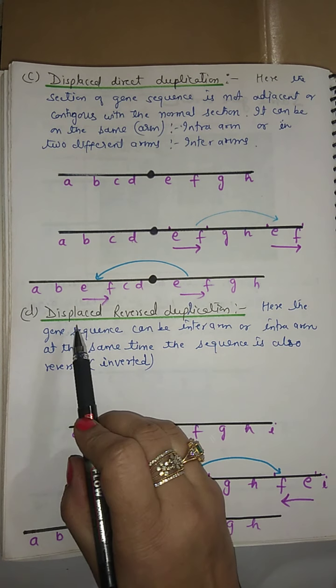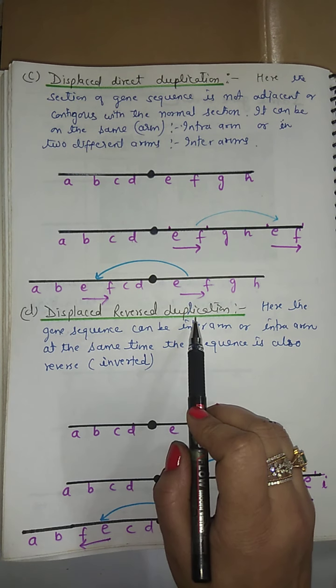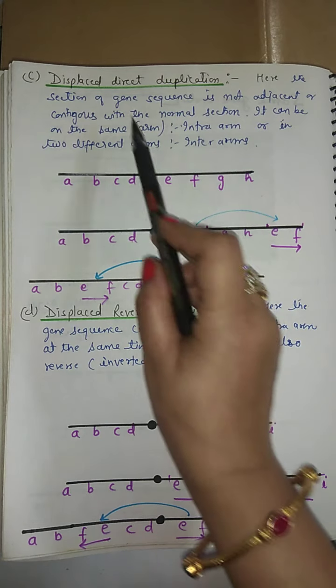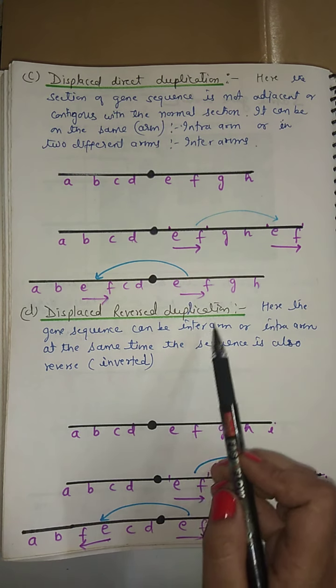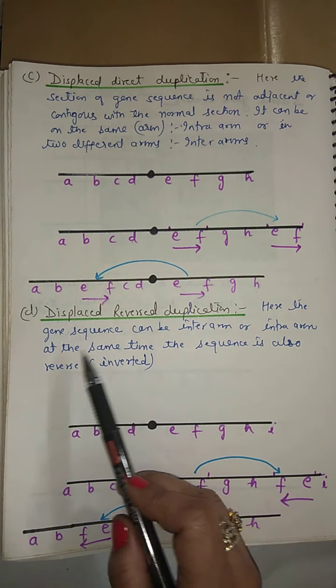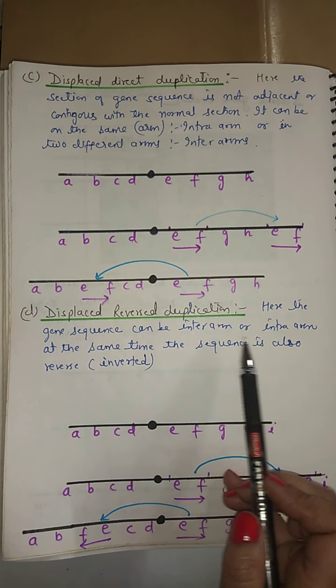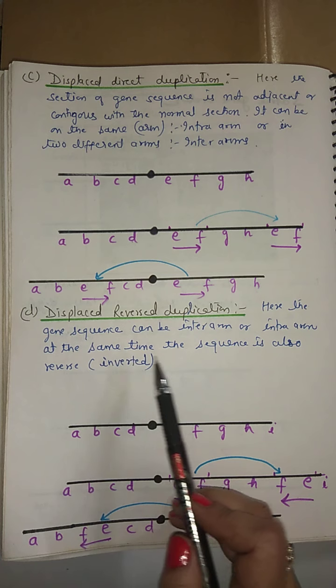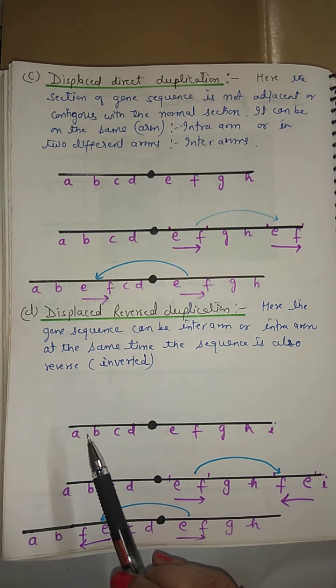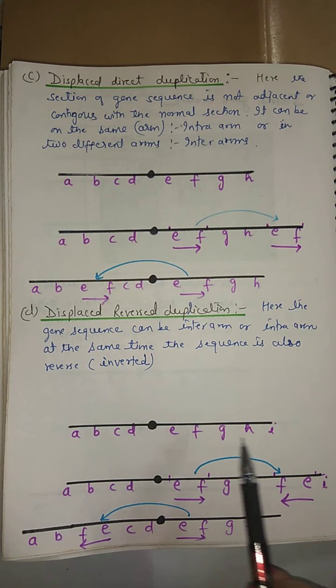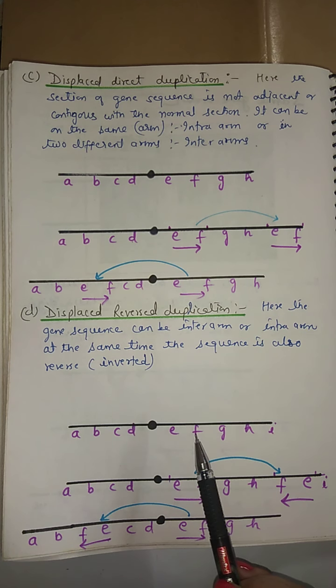The fourth category is displaced reversed duplication. Here it is the same as the displaced direct duplication, but the sequence of genes is reversed. Means the gene sequence in the inter-arm or intra-arm is reversed or gets inverted. Example, in this chromosome A, B, C, D, E, F, G, H, this EF is duplicated. Since this is a displaced duplication, hence it will not be adjacent to EF.